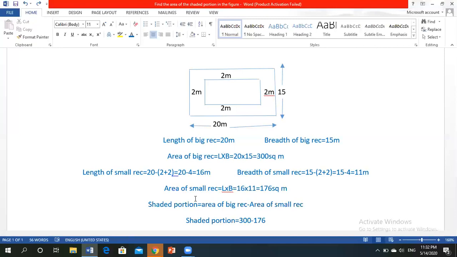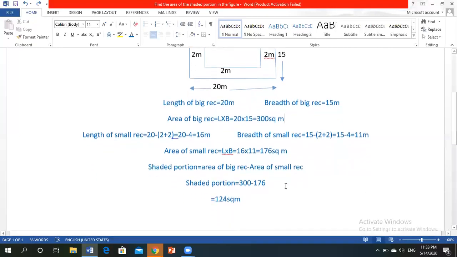The area of the big rectangle is 300 square meters, and the area of the small rectangle is 176 square meters. Subtract it and we will get 124 square meters. So the area of the shaded portion is 124 square meters.